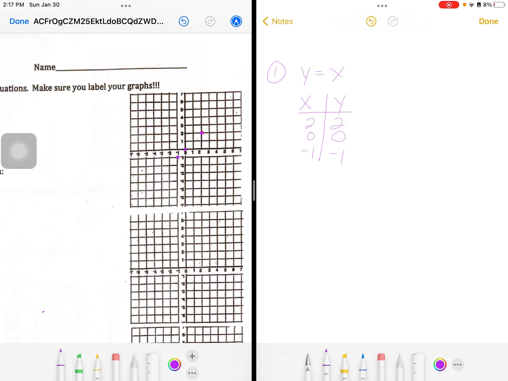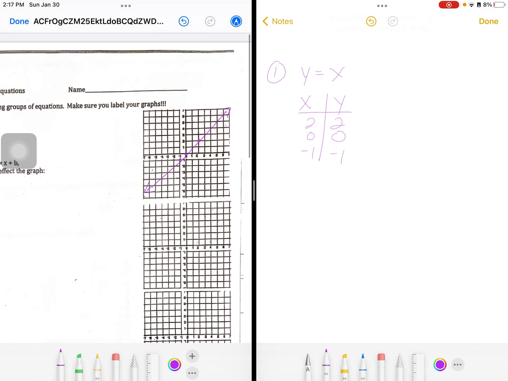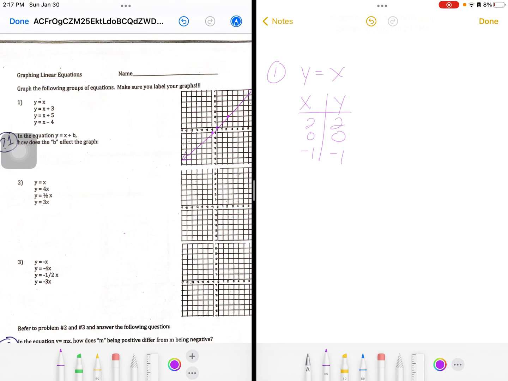Then you're going to take your ruler and connect those dots. But when you connect those dots, you want to go beyond the 3 dots and go almost all the way across the graph and make a straight line. And graphs always have arrows on the ends, so you want to put those arrows on the ends. So that would be the graph of y equals x.